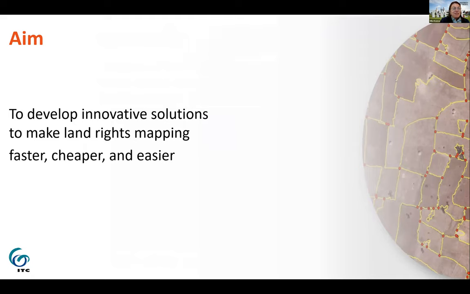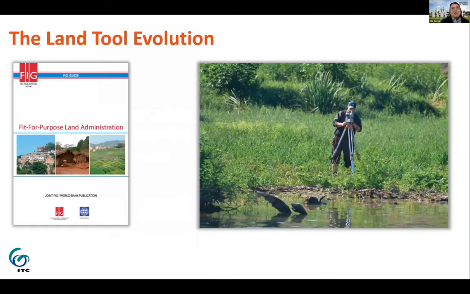So as photogrammetrists and remote sensing experts, we were thinking how to develop innovative solutions based on all these technologies to make the land rights mapping faster, cheaper, and easier. Also, as Rohan mentioned, the classical traditional methods involve traditional surveying using time-consuming ground-based measurements, like you see on the screen with total stations and theodolites.